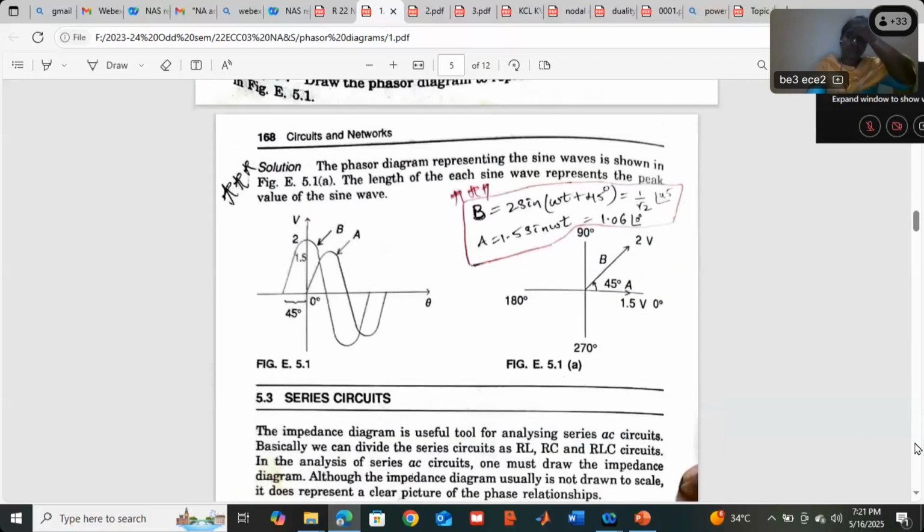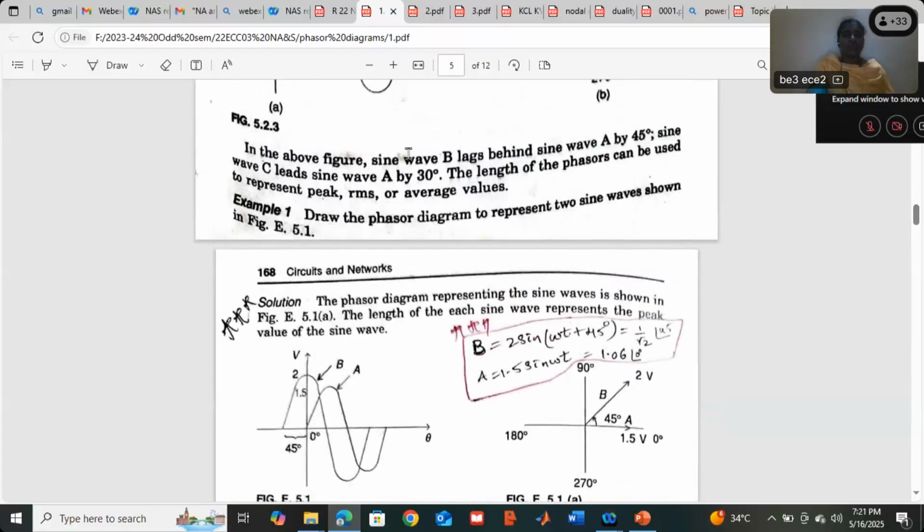Now they may give you some question. Why are we discussing all this? They may give you a question like this. You see here, draw the waveform. Sine wave B lags behind sine wave A by 45 degrees. Lagging means you have to start A first, then B you have to start with a 45 degree delay. Now C is leading by 30 degrees, which means you have to start C before A.